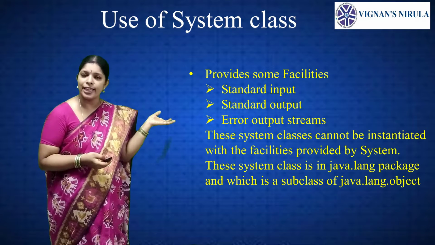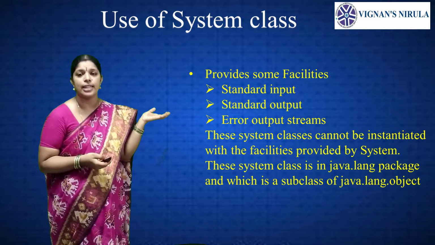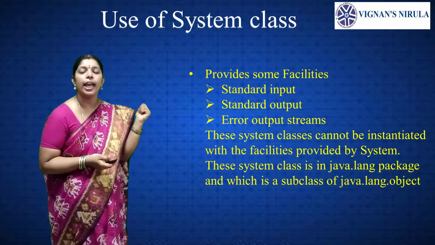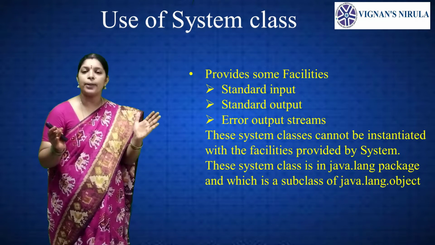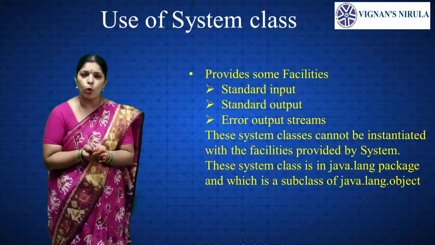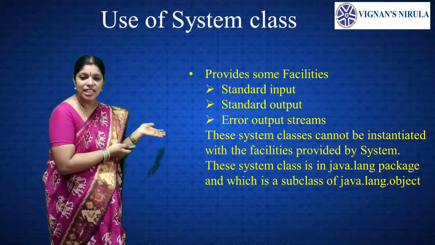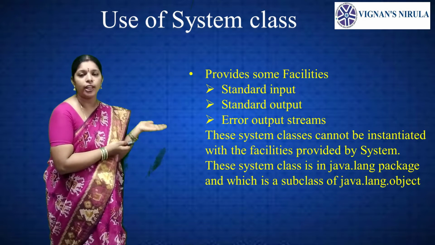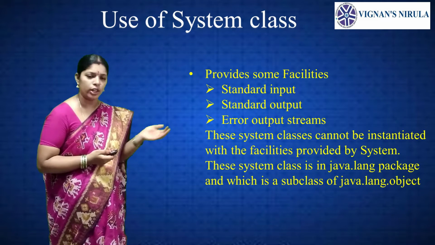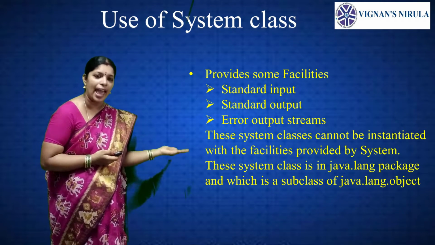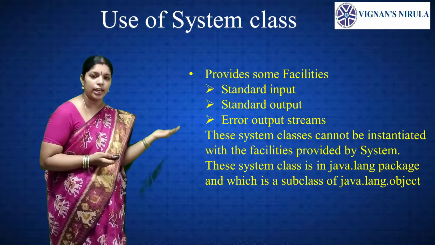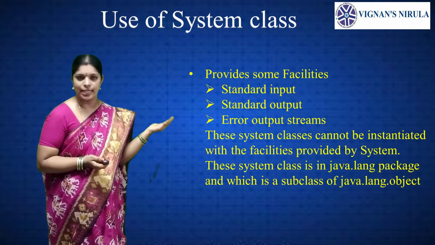The system classes provide some facilities: the standard input, the standard output, and the error output stream. The system class cannot be instantiated. This system class is in the java.lang package, and its superclass is java.lang.Object.